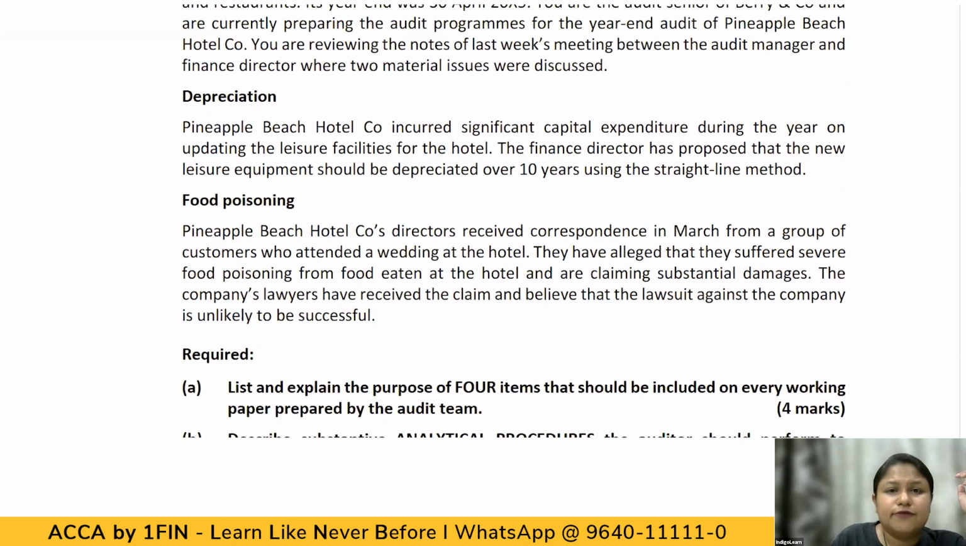Then something happened regarding food poisoning. Okay, let's see. Obviously, food poisoning means a legal case will be there. Pineapple Beach Hotel Company's directors received correspondence in March from a group of customers who attended a wedding at the hotel. They have alleged that they suffered a severe food poisoning from the food eaten at the hotel and are claiming substantial damages. The company's lawyer have received the claim and believe that the lawsuit against the company is unlikely to be successful. Okay, so he's not giving a probability of the same.